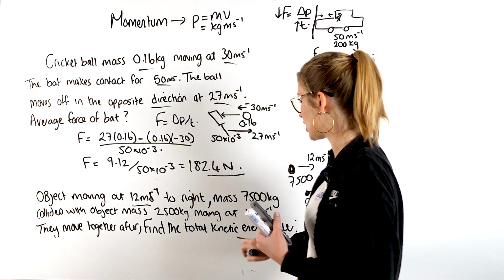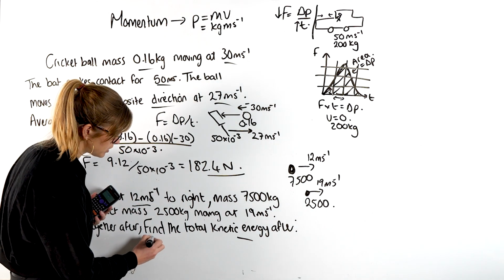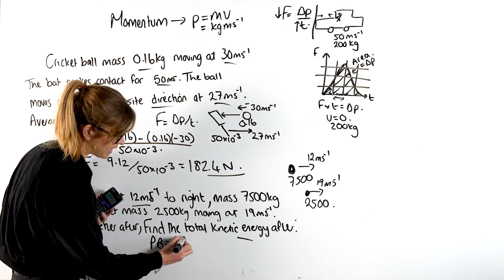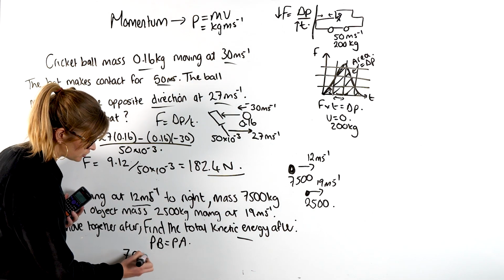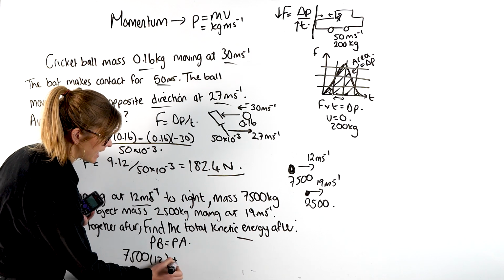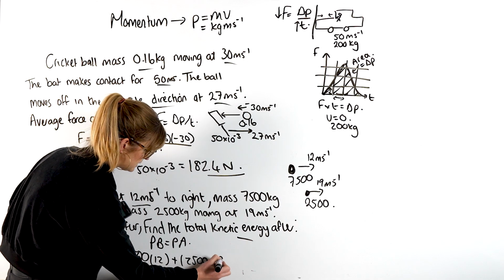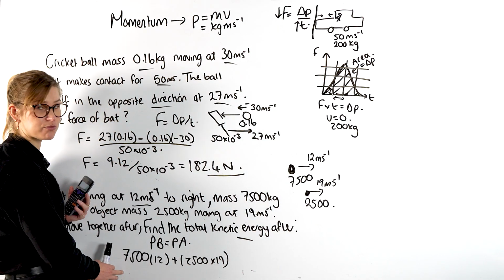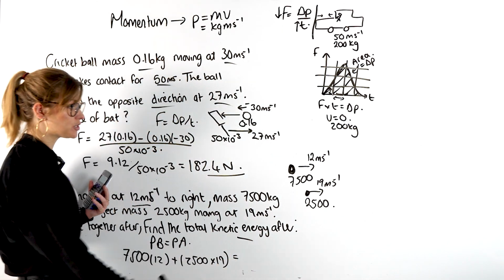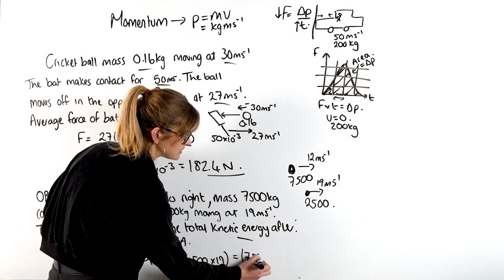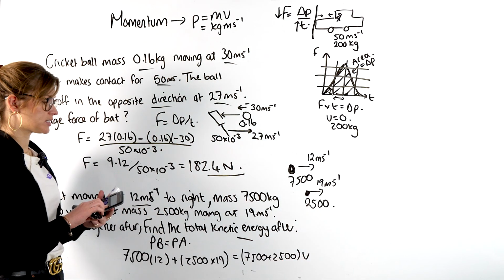I want to find the total kinetic energy after. So it says they're going to stick together. So I know because momentum is conserved, the momentum before must always equal the momentum after. So the total momentum before is going to be the mass times velocity. So 7,500 times the velocity, which is 12. We're going to add in its mass, which is my 2,500 times by 19. So momentum of the one object before plus the momentum of the second object before is equal to the momentum after. It says they stick together, so their combined mass is going to be 7,500 plus 2,500 times whatever speed they're moving at. So I can solve this for speed.